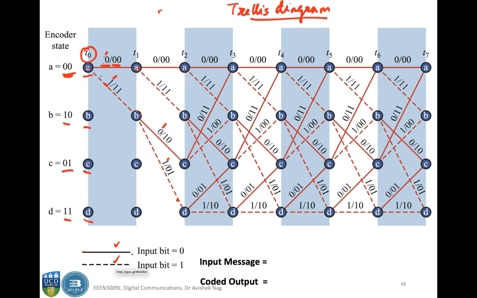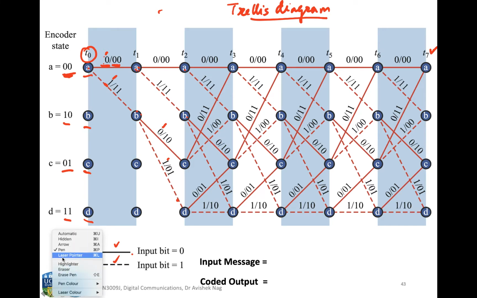And then if you go on from t0 to t1 to t2 to t3 along the time axis, then you will have a diagram like this, which is called a trellis diagram. Here we are stopping at t7, but you can keep continuing this theoretically to infinity. So what is the advantage of this trellis diagram? Now we will see.